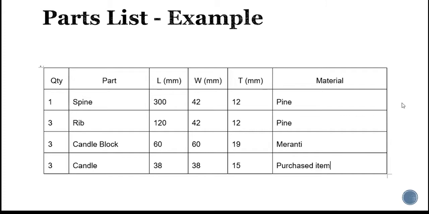And we've got 3 candles. They are 38 by 38. They're actually 38 millimeter diameter, but we've got length and width 38. The thickness in this case is the height. And the purchase item is the type of material, because we might know that it's made of wax and it has aluminium around it, but it's a purchased item. We don't need to know the actual materials as such.